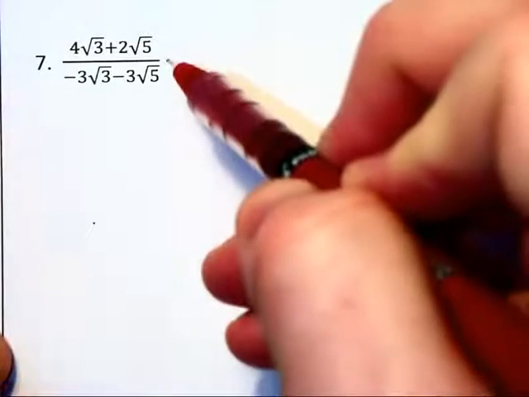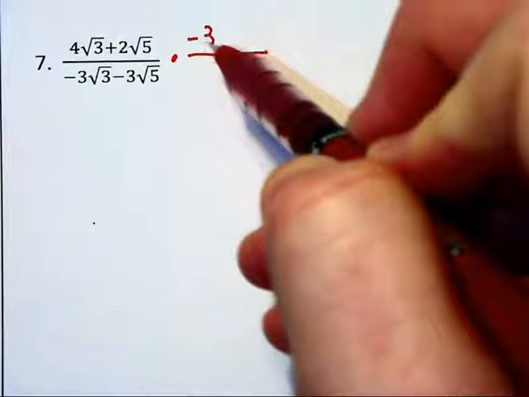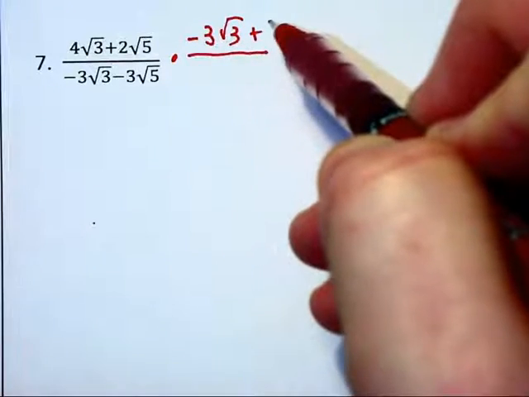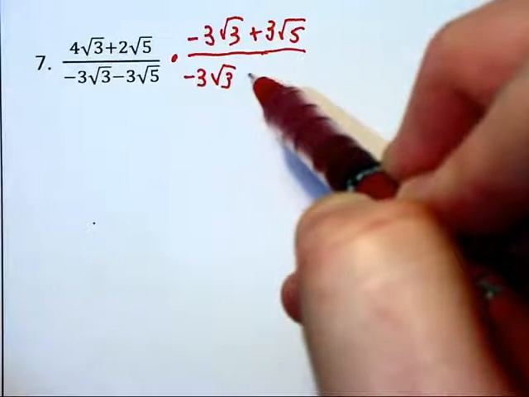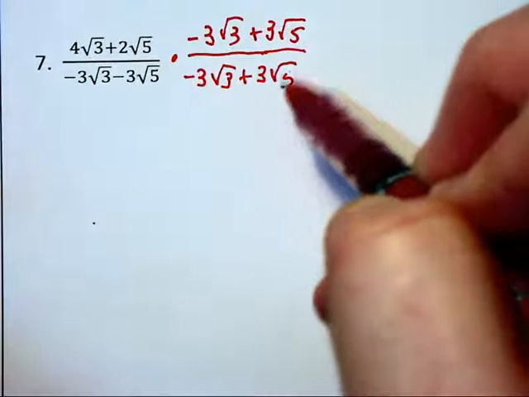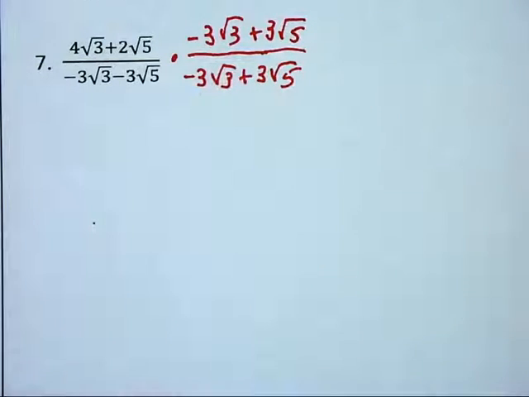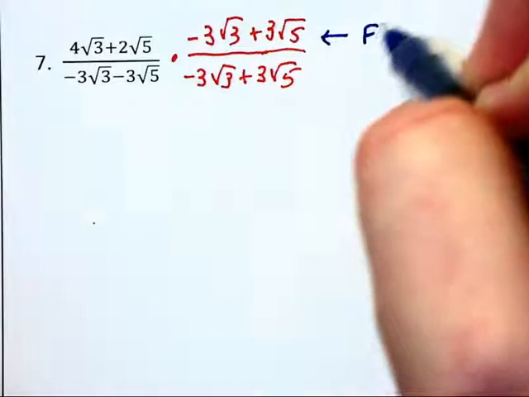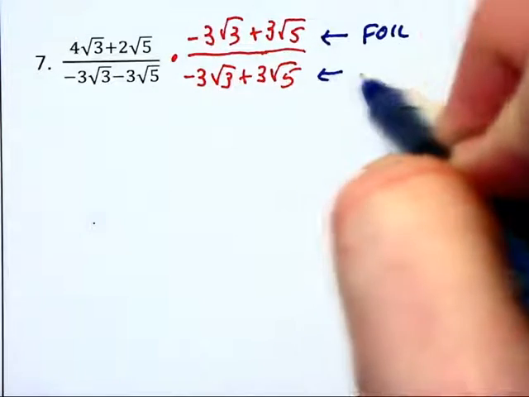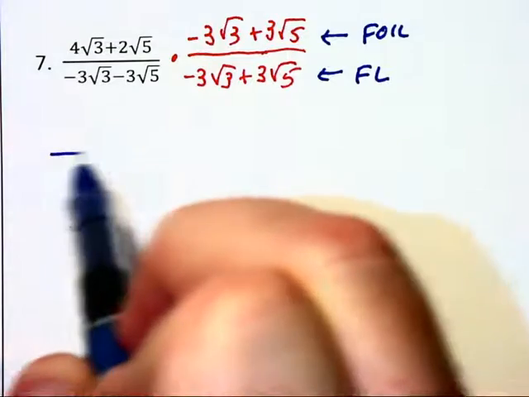For number 7, again, we're going to multiply by the conjugate of the denominator, negative 3 root 3 plus 3 root 5 over itself again, negative 3 root 3 plus 3 root 5. We're not multiplying by the opposite, we're only changing the sign in the middle, multiplying by the conjugate. Up in the numerator, we're going to have a full FOIL problem, but again, down in the denominator, we're just going to multiply the first and the last terms. So let's focus first on that denominator.